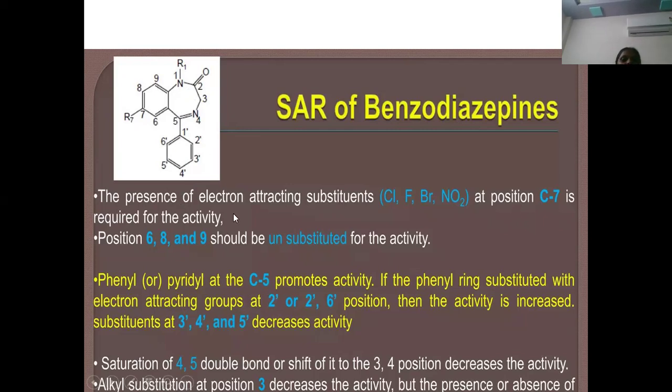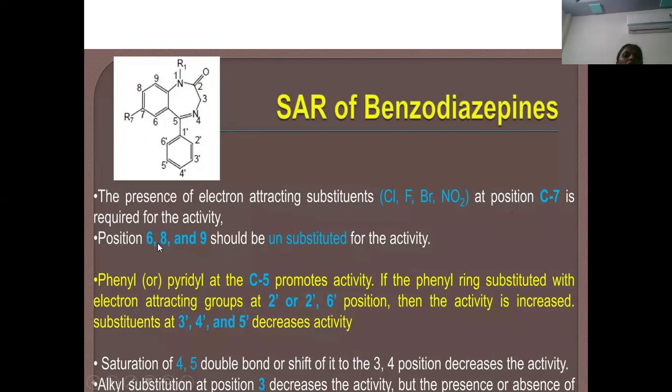The presence of electron attracting substituents like Cl, chlorine, fluorine, bromine, nitro at position 7, C7, is required for the activity. At the 7th position, we have to substitute chlorine, fluorine or bromine. So automatically it becomes more active.